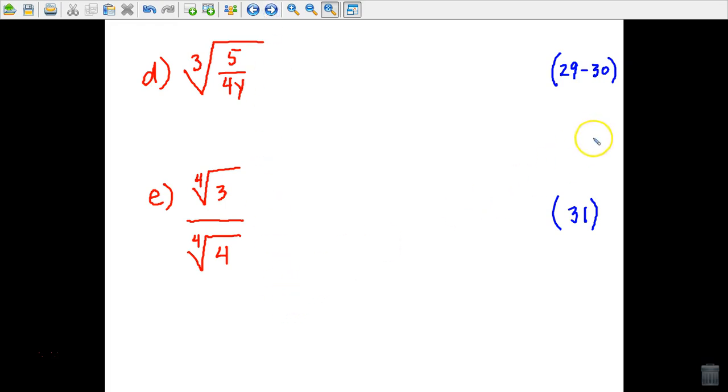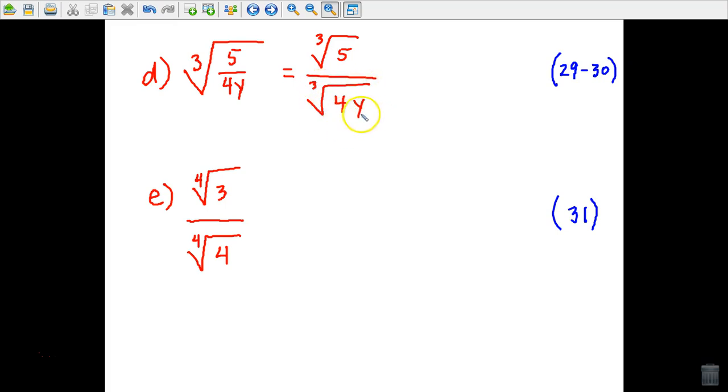Okay, almost done. You have a couple of problems where instead of rationalizing square roots, you have, in this case, letter D, a cube root, and then we'll look at what to do when you're rationalizing a fourth root. First of all, I noticed that 5 isn't divisible by 4 evenly. It would produce a fraction or decimal. So I'm just going to break this up as the cube root of 5 divided by the cube root of 4y.